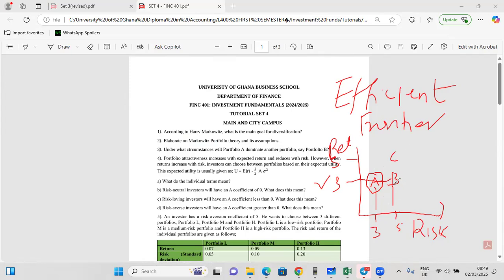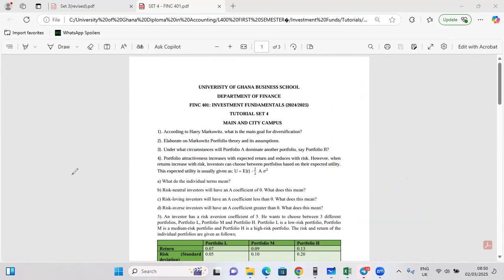Let's compare B to C also. B has a risk of 5. C also has the same risk of 5. But B has a return of 3, and C has a return of 5. So clearly, you are going to choose C, because C has a higher return with the same risk as compared to B. And when you are comparing A to B also, A has a lower risk with the same returns as compared to B, right? So that's what the efficient frontier tries to tell us. Okay, so let's move on.